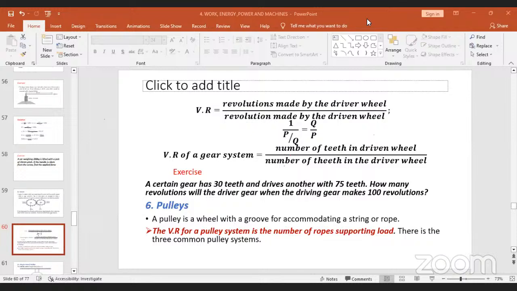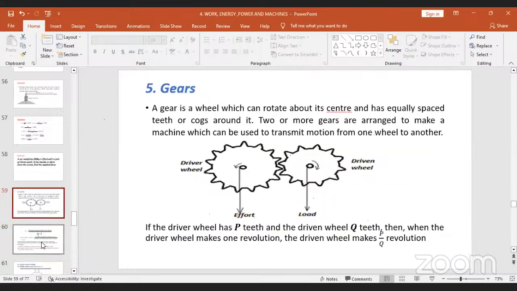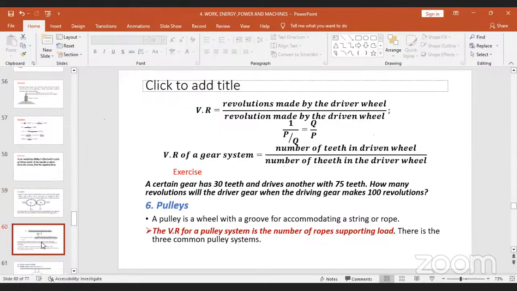Okay. Yes, we were looking at the gears. So the velocity ratio, remember, is distance moved by effort divided by distance moved by load. Revolutions made by the driver wheel, or the number of revolutions made by the driven wheel. That is the most important thing.